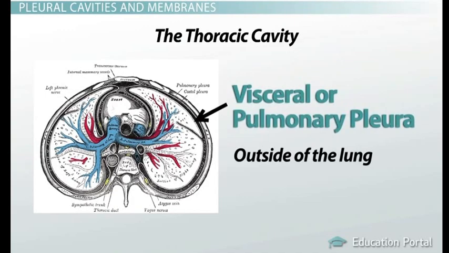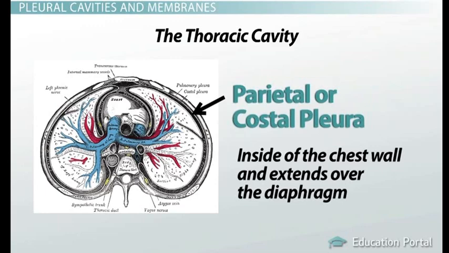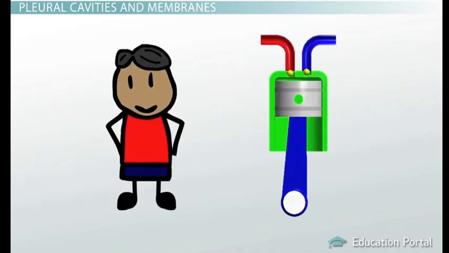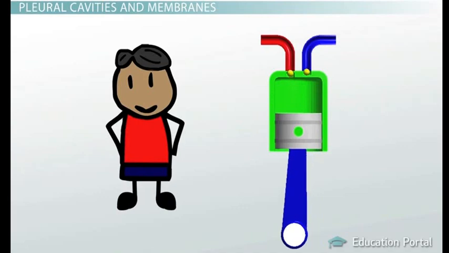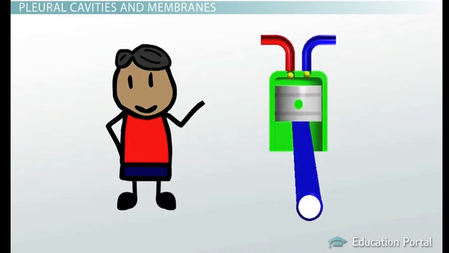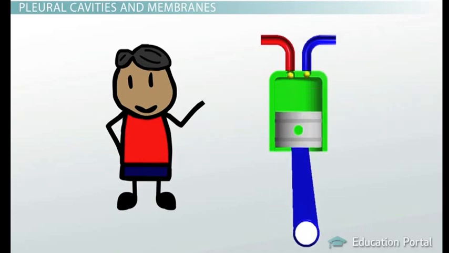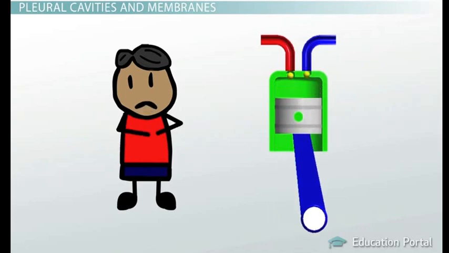The visceral or pulmonary pleura covers the outside of the lungs, and the parietal or costal pleura lines the inside of the chest wall, and it extends over the top of the diaphragm. The pleural membranes secrete a lubricating fluid which allows them to move freely against each other during ventilation, like pistons within a cylinder of an engine. Without this fluid, breathing would be very difficult and even painful.